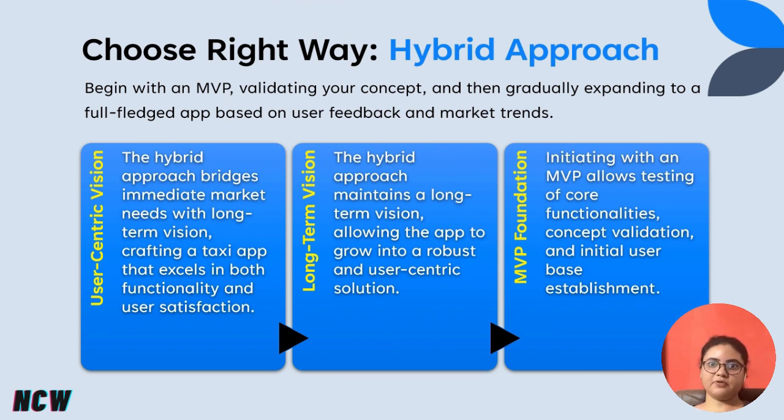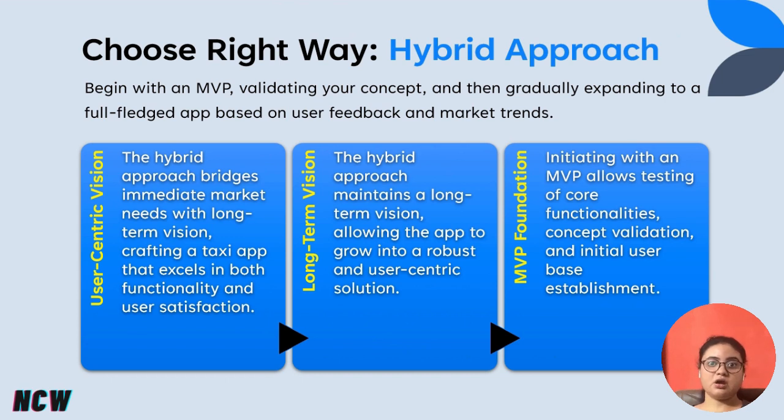The optimal taxi app development path integrates both MVP and full-fledged development, creating a powerful hybrid strategy. The benefits of using a hybrid strategy: user-centric focus, where the MVP is feedback-driven, ensuring the app aligns with user preferences and expectations.